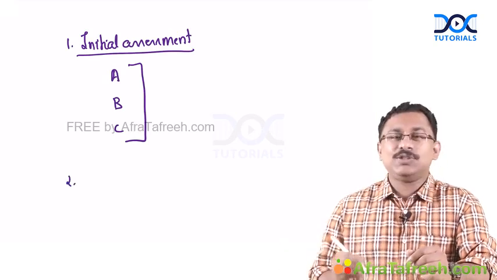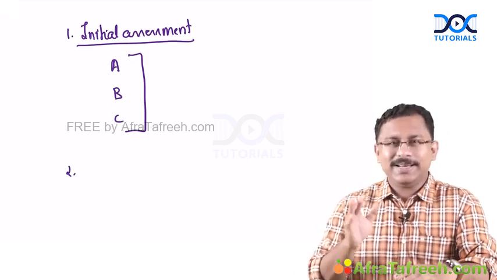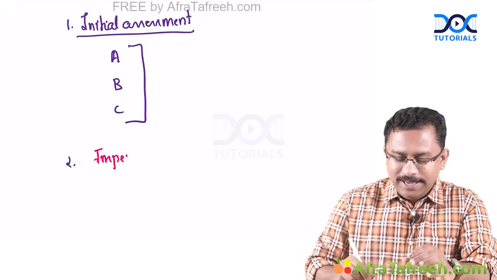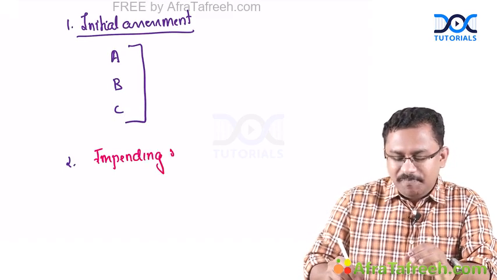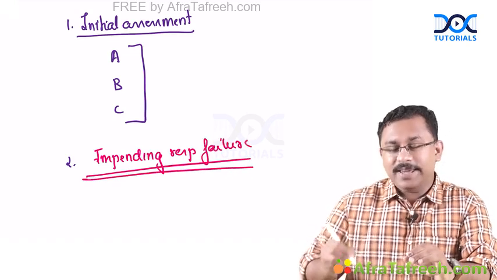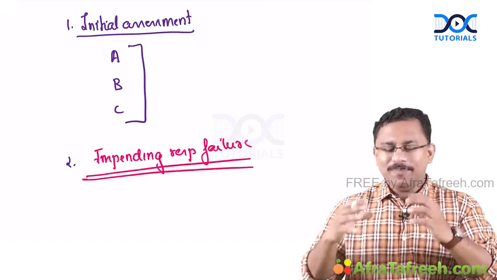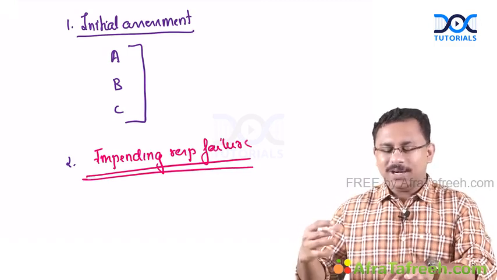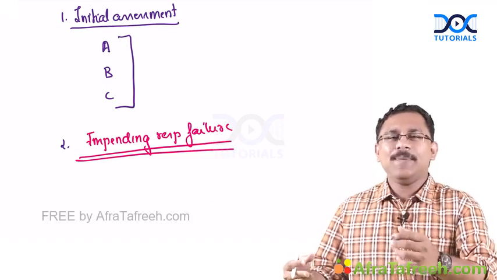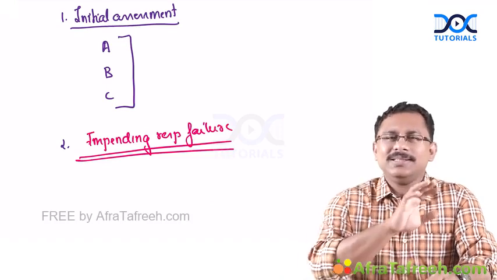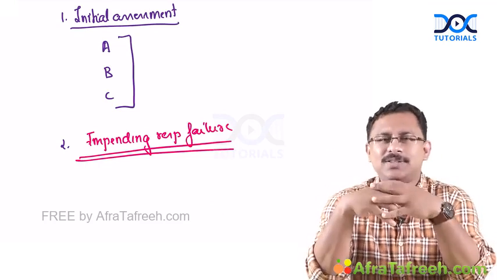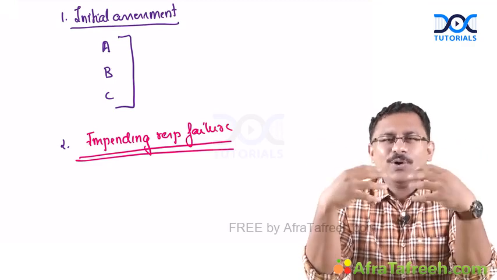The second step is to see whether the patient is having any features of impending respiratory failure. Now this is very, very important. What do I mean by impending respiratory failure, or what are the red flag signs which make me think of impending respiratory failure? Just imagine a patient presenting with an acute exacerbation of asthma. What picture do you have in mind?